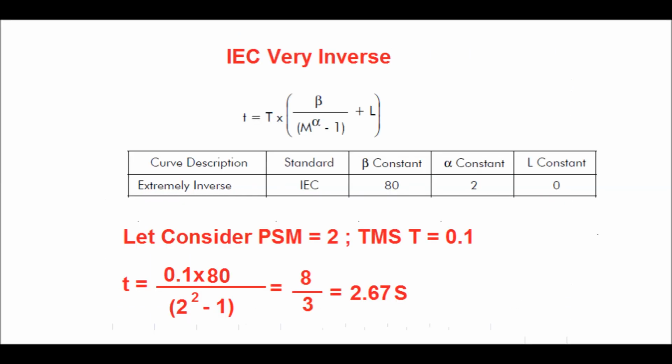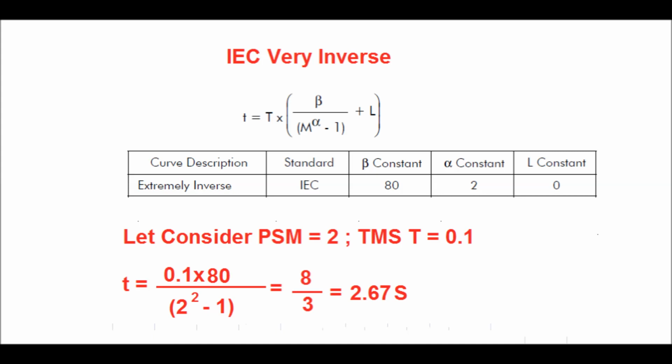Now in case of IEC extremely inverse, the value of the beta constant is equal to 80, the alpha constant is equal to 2 and the L constant is 0. So what is the value of the trip time for PSM equal to 2 and TMS equal to 0.1? Trip time T is equal to 0.1 into 80 divided by 2 to the power 2 minus 1, which comes as 2.67 second. But in case of IEC standard inverse, it was 1 second.